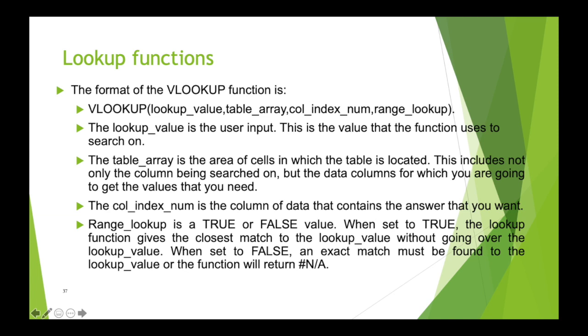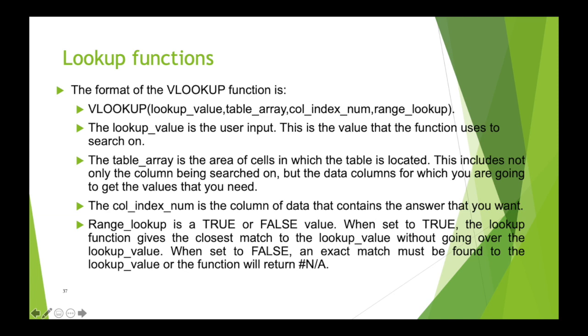Both functions have the same arguments. First, you have to tell it your lookup value. Second, you have to tell the function where to look, the table array. The third argument is the column index number, which is the column that contains the information you need to retrieve corresponding to that value.